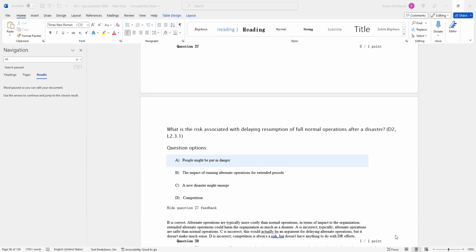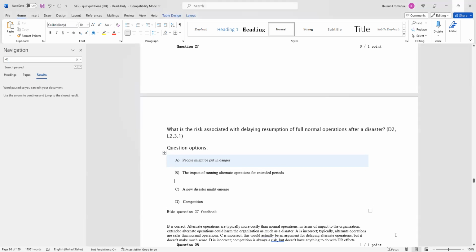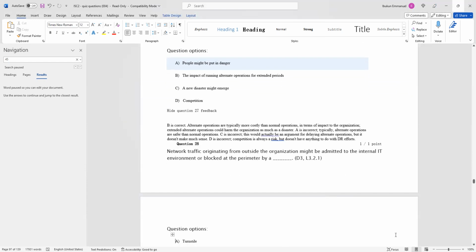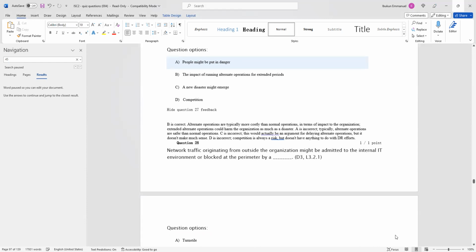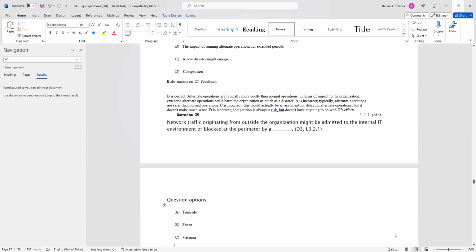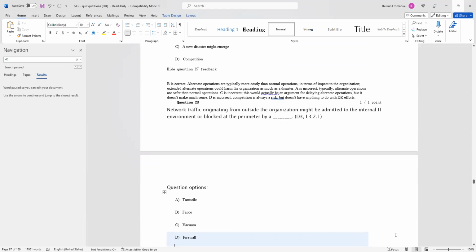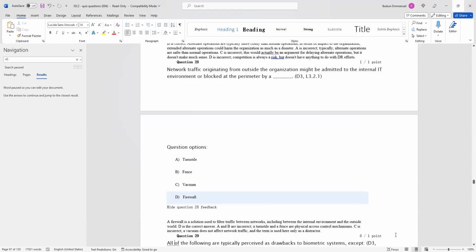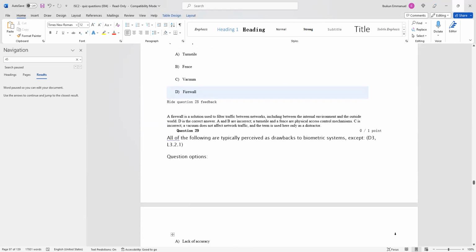Let's look at a few more questions, and then I'll take questions that we may have. Network traffic originating from outside an organization might be admitted to the internal IT environment or blocked at the perimeter by a what? That is by a firewall, which is one of the first questions we asked ourselves today.